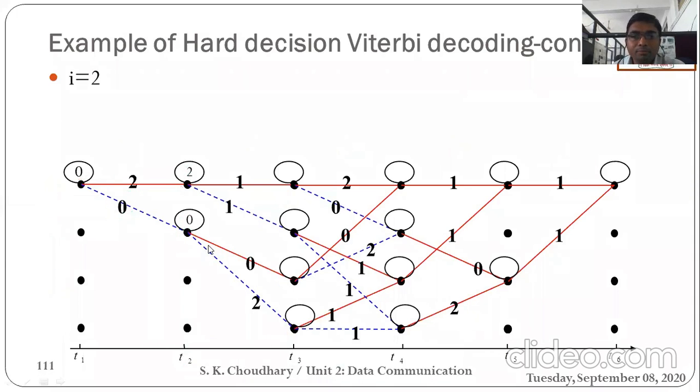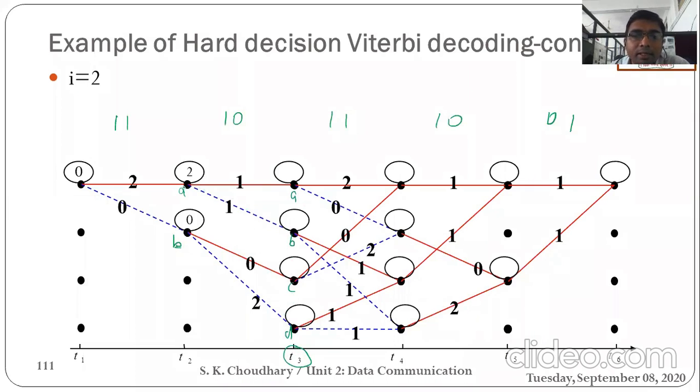Now what happens from T2 to T3? When you move from T2 to T3, what is your branch value? You always have to write the received code word like this. Now you are at A and B. There is a possibility of 4 paths. From A, 2 paths would be generated, and from B, 2 paths would be generated. At the time instant T3, all 4 states would be activated: A, B, C, and D.